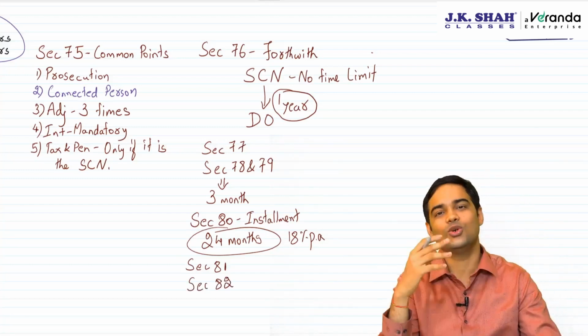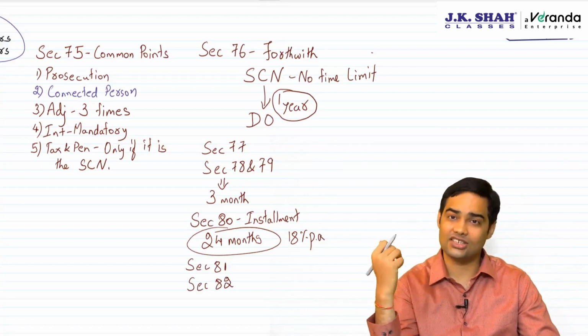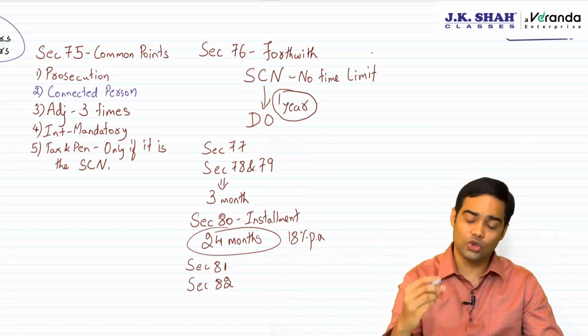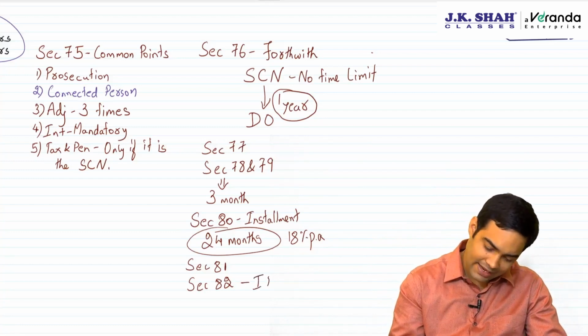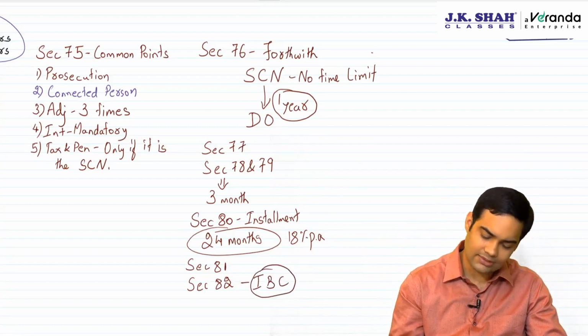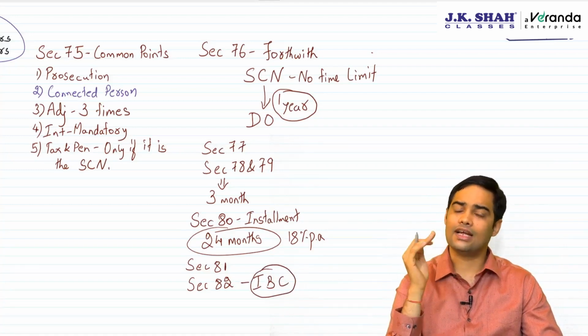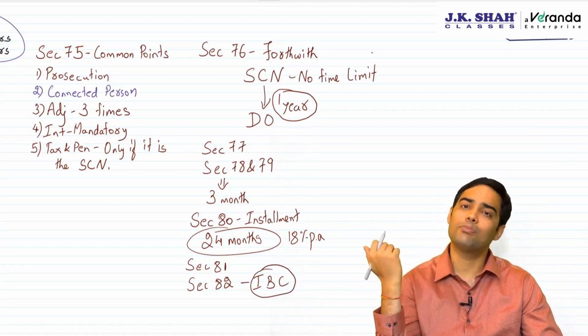Then we have section 82. Section 82 deals with liability first charge. Government has first charge over all the assets, subject to the Insolvency and Bankruptcy Code. So first, whatever is mentioned in the Insolvency and Bankruptcy Code, that amount will be paid. Thereafter, government dues will get priority.